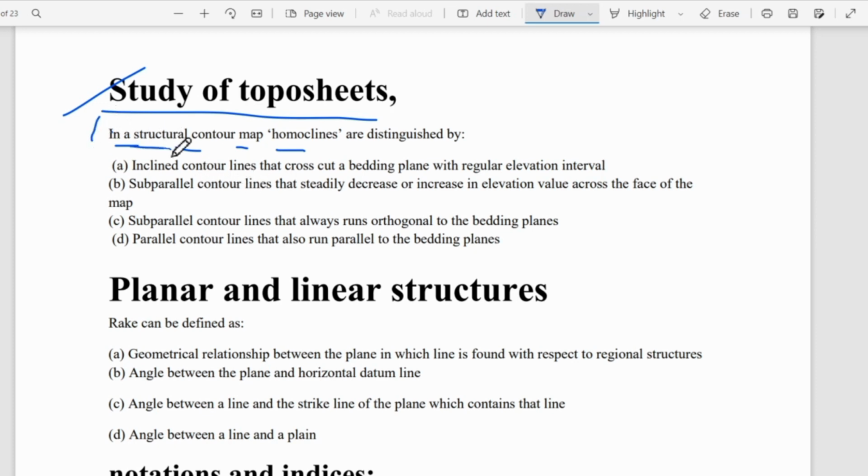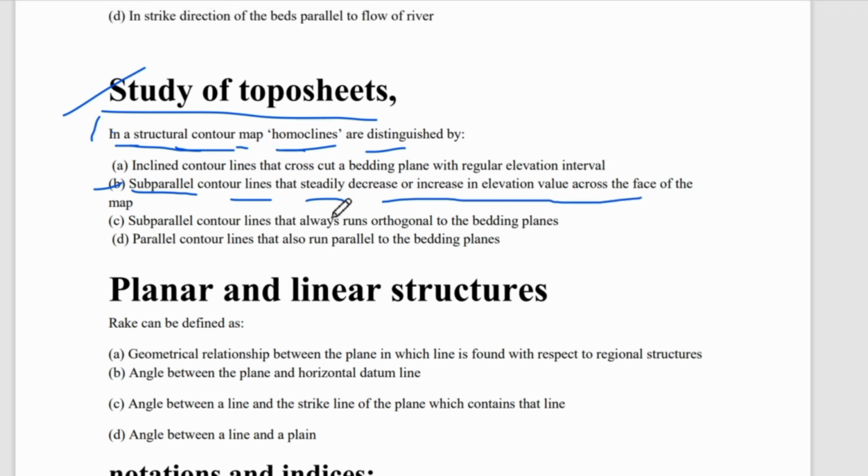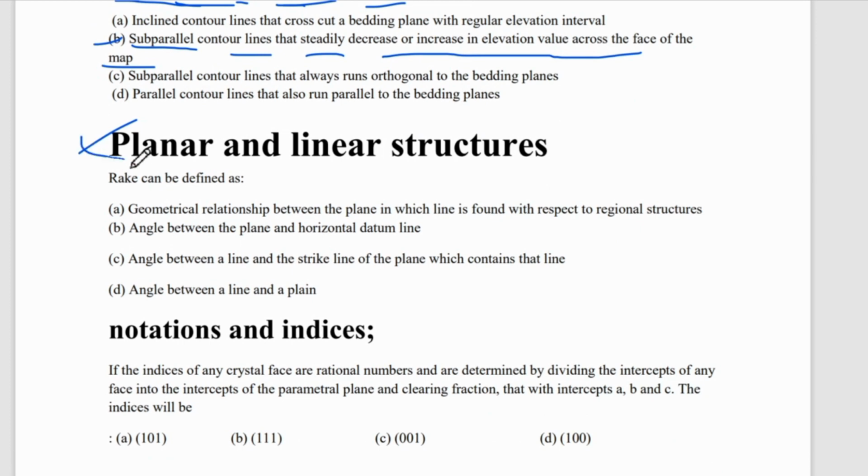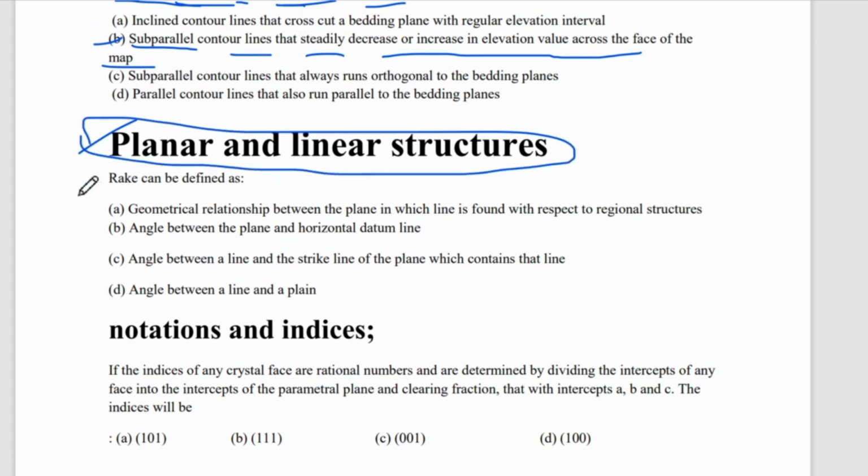In a structural contour map, homoclines are distinguished by the subparallel contour lines that steadily decrease or increase in elevation value across the face of the map. Next topic is planar and linear structures. So what is rake? It is the angle between a line and the strike line of the plane which contains that line.